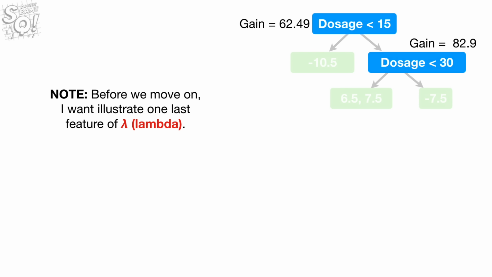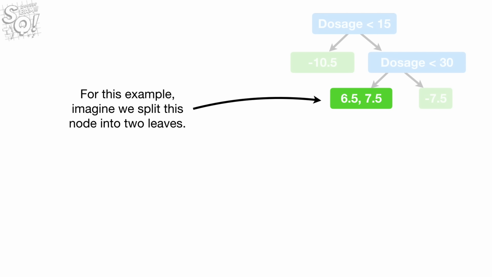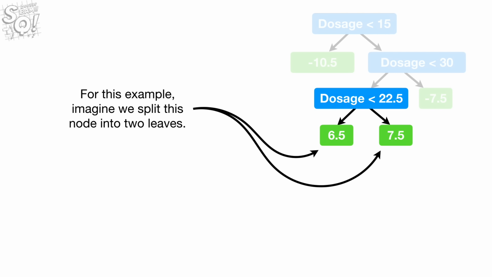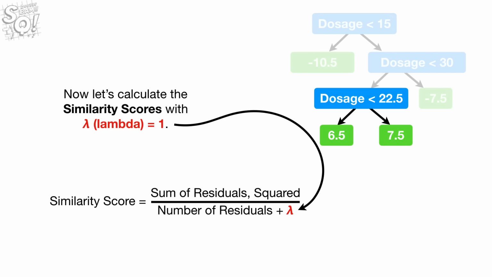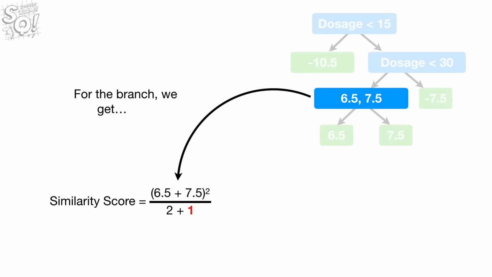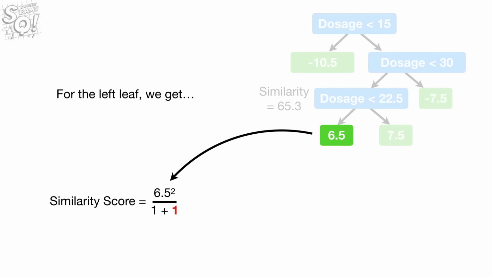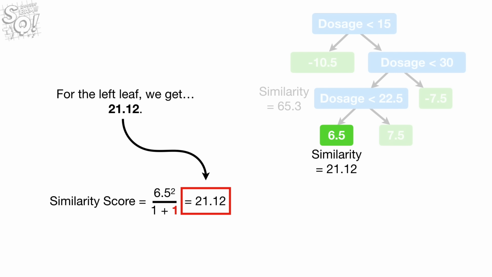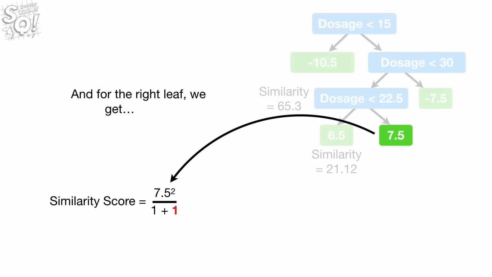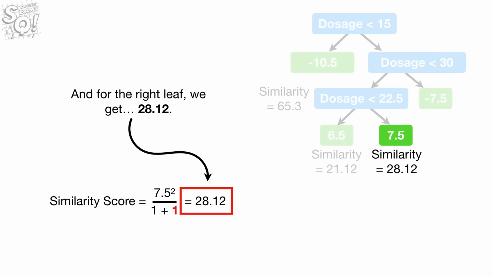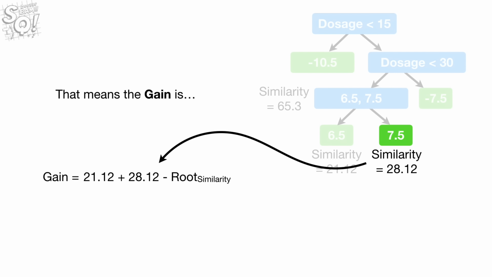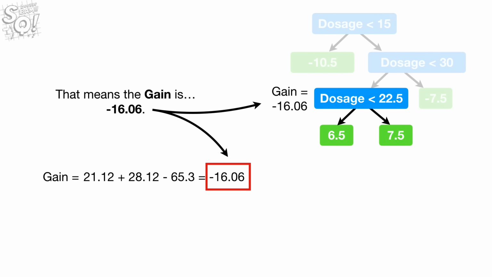Note, before we move on, I want to illustrate one last feature of lambda. For this example, imagine we split this node into 2 leaves. Now let's calculate the similarity scores with lambda equal to 1. For the branch, we get 65.3. For the left leaf, we get 21.12. And for the right leaf, we get 28.12. That means the gain is negative 16.06.